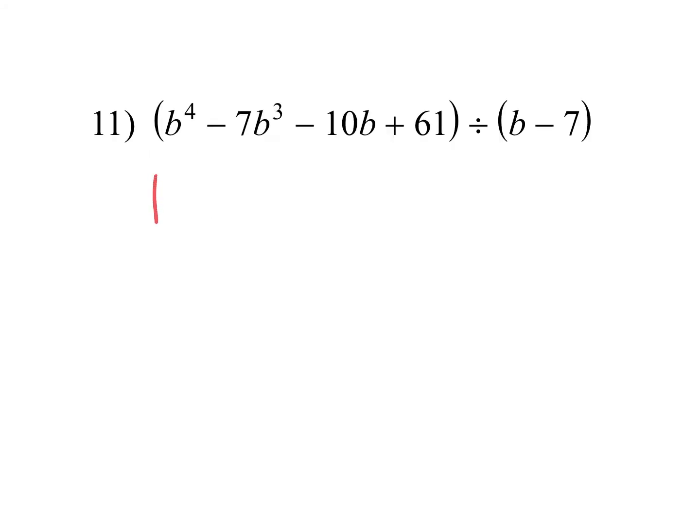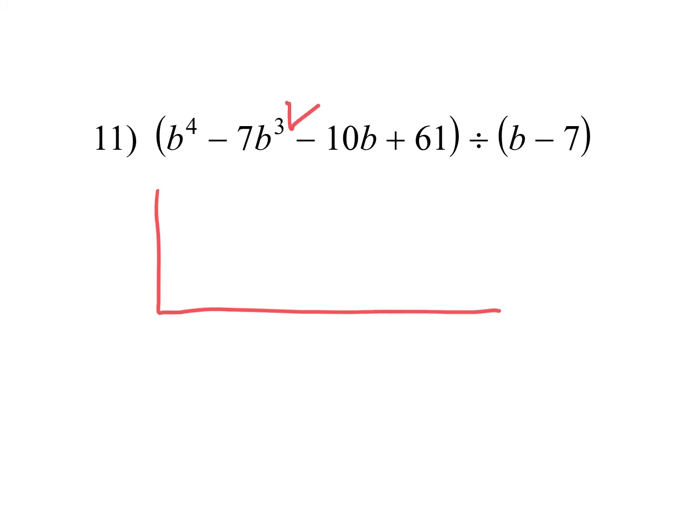All right, number 11. What goes inside the box? Am I missing any terms? A b squared. So in this spot, what am I going to put? A 0 b squared. So then what goes inside the box? The first equation, but only the coefficient. So what numbers go inside the box?